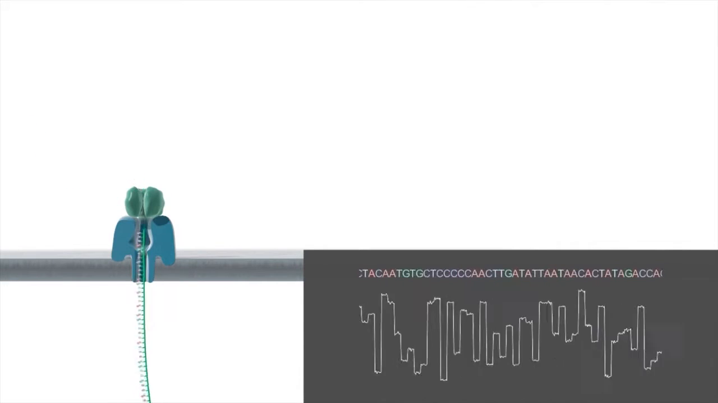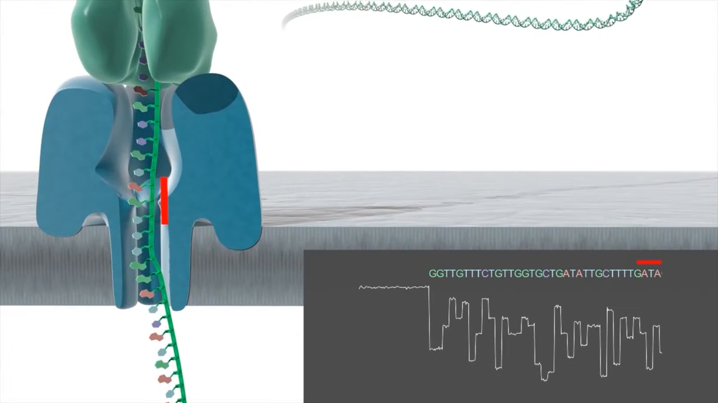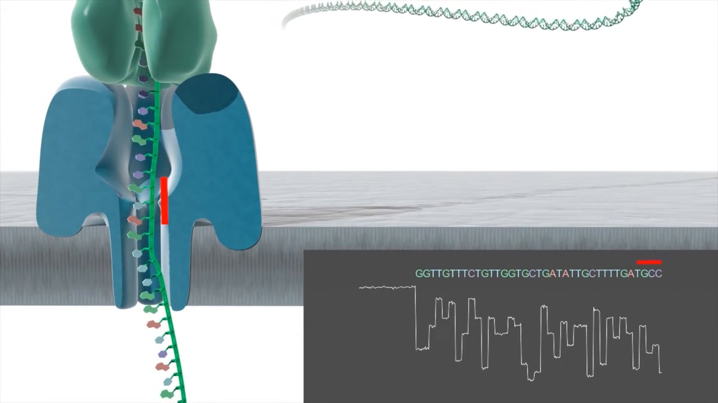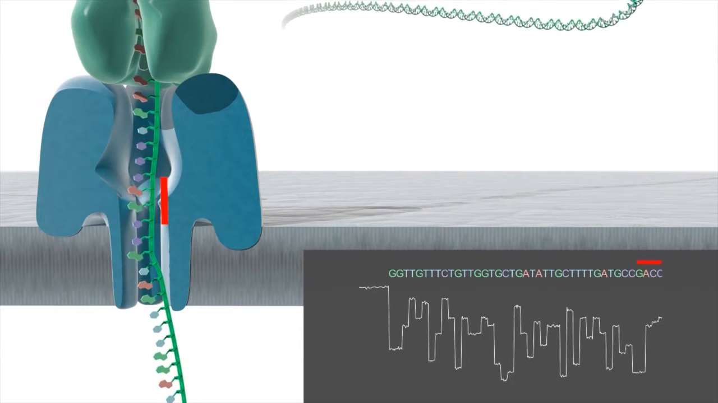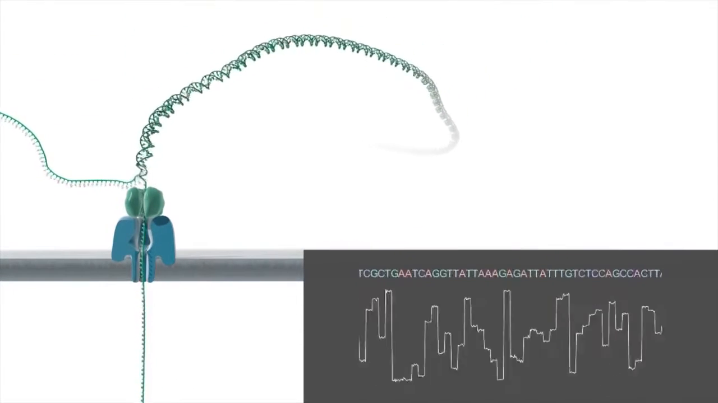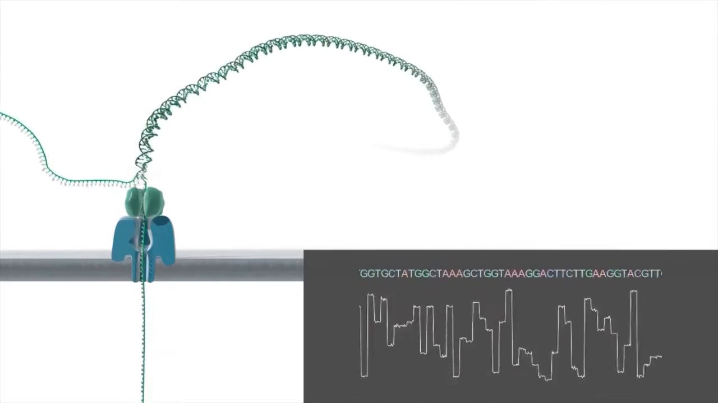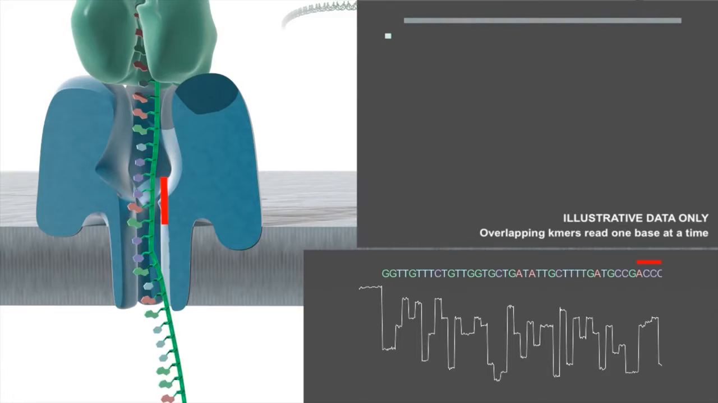As the DNA moves through the pore, the combination of nucleotides, called a k-mer, within the narrowest part of the pore barrel creates a characteristic disruption in the electrical current. This information can be used to determine the order of the bases on that DNA strand. The speed of the enzyme can be controlled. The faster it runs, the more data is yielded per second.